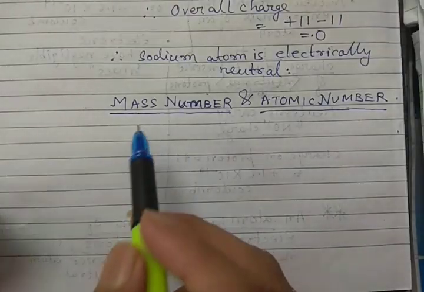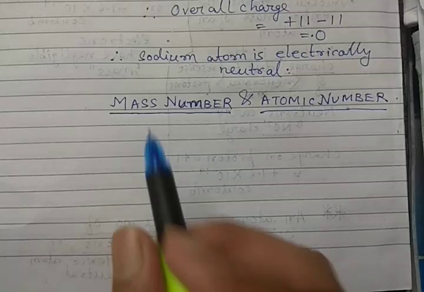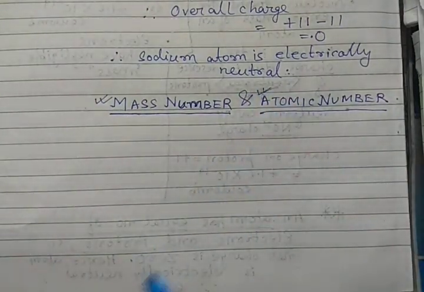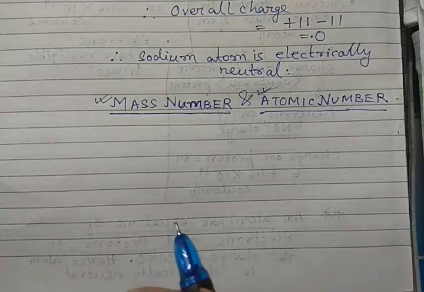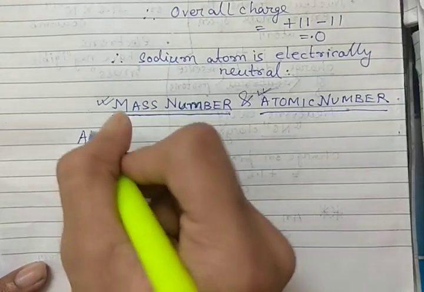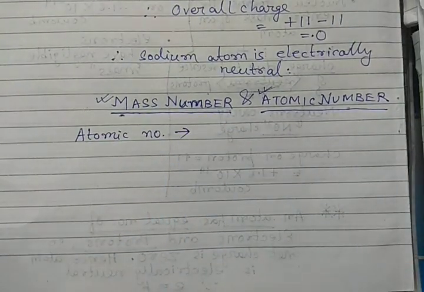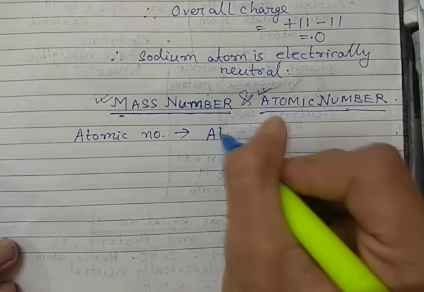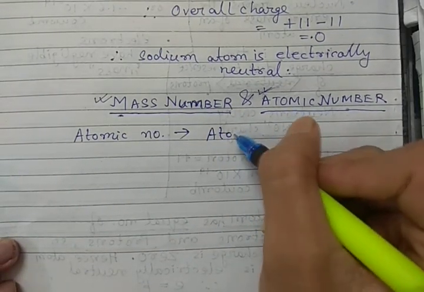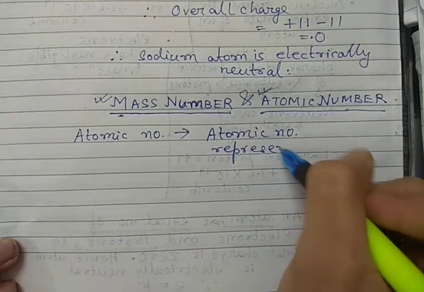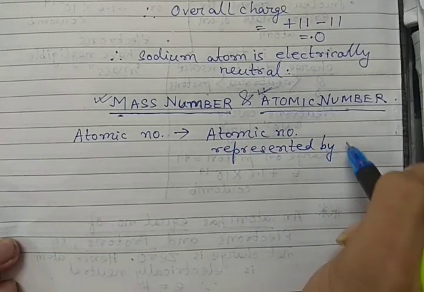So to represent an atom, we need to know its mass number and atomic number. So let us know what is atomic number, what is mass number, and how it is used to represent an atom. So let us start with atomic number. Atomic number is represented by capital Z.